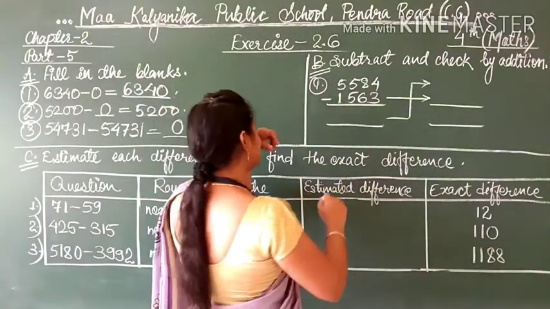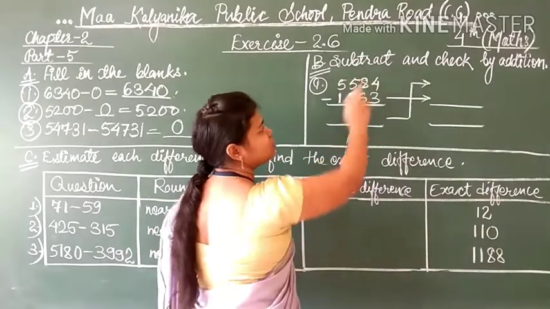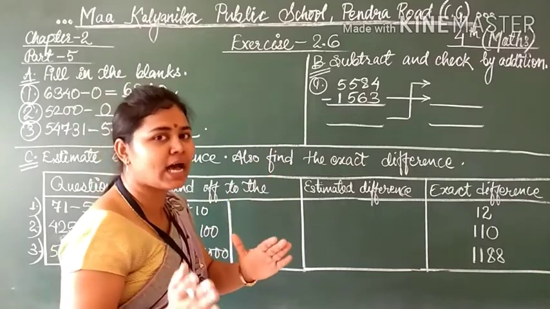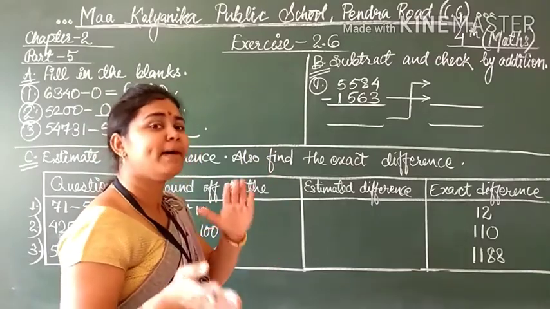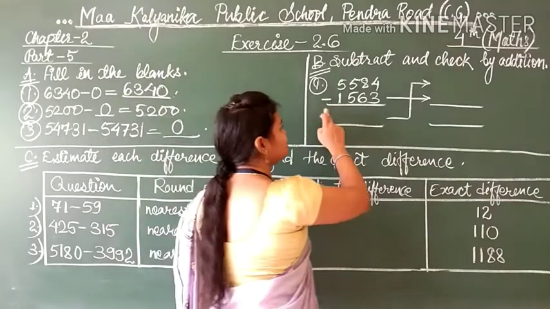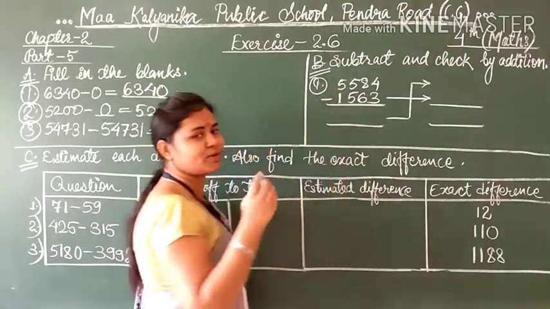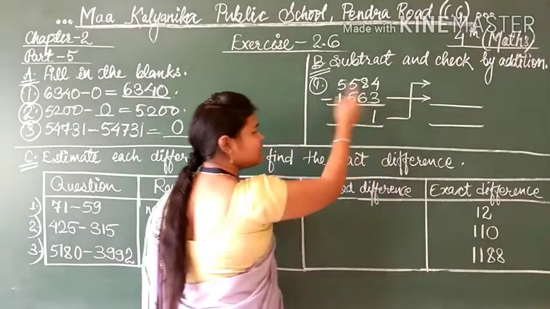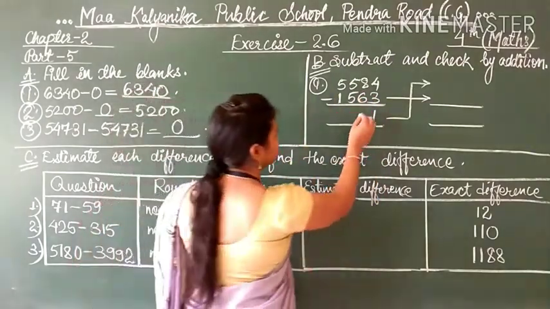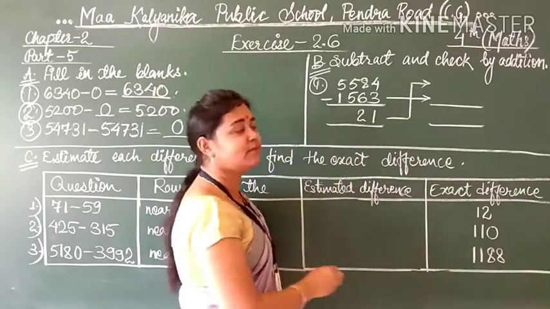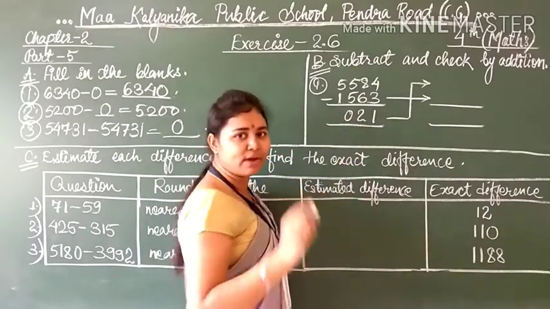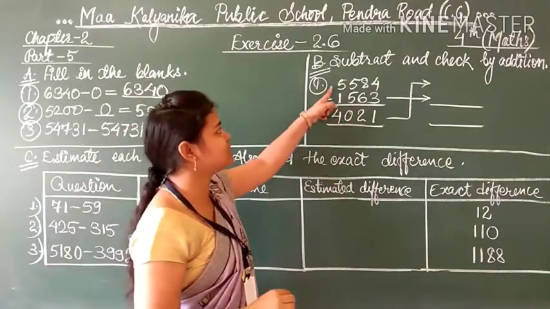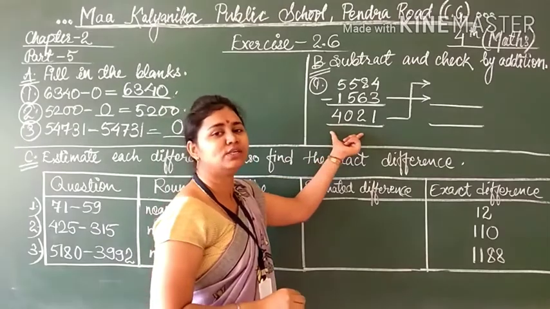So students, question number B is subtract and check by addition. Question is subtraction, but you have to check the answer also. How to check? By adding the number. So see, first we have to subtract because here question is subtraction. Subtract first. So 4 minus 3 is 1. 8 minus 6, 2. 5 minus 5, 0. 5 minus 1, 4. Answer received is, the difference of this and this number is 4021.